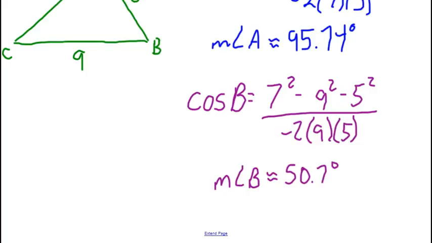So now the final step, we found two of the angles. If we want to find the third angle, we simply take those two and subtract them from 180. So the measure of angle C would be approximately 33.56 degrees. Okay. So now we started with all three side lengths. We could use the law of cosines to find some of those missing angles.